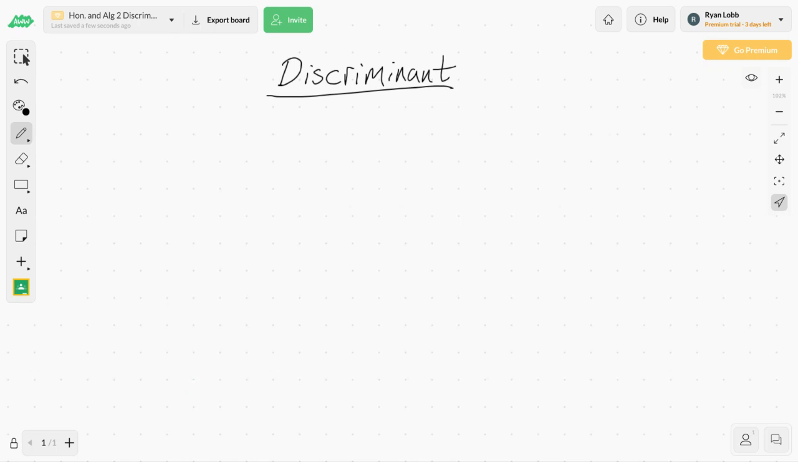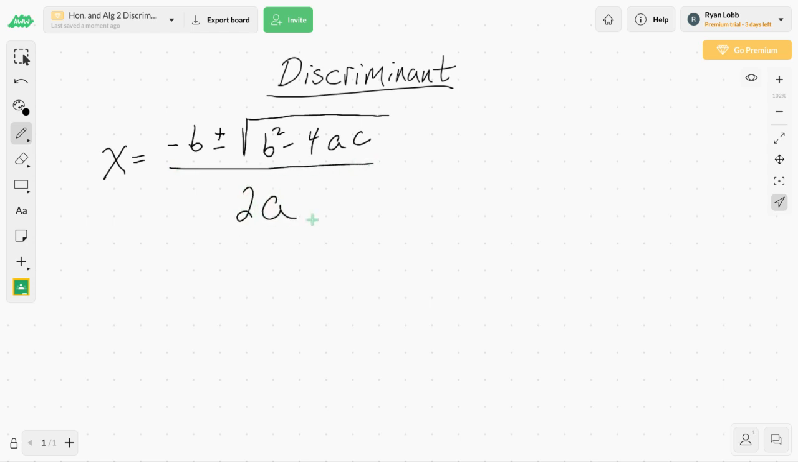The next bit that follows from the quadratic formula is called the discriminant. Okay, so if we look at our quadratic formula, negative b plus minus square root b squared minus 4ac all over 2a. The stuff underneath our square root is what the discriminant is.